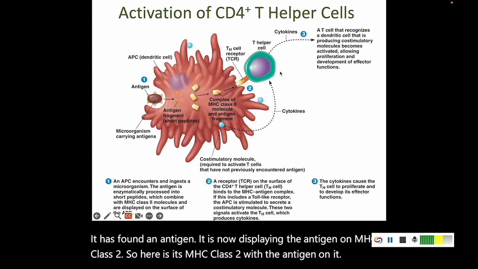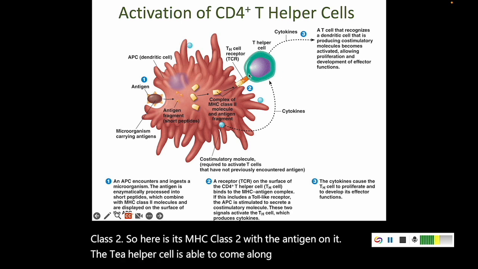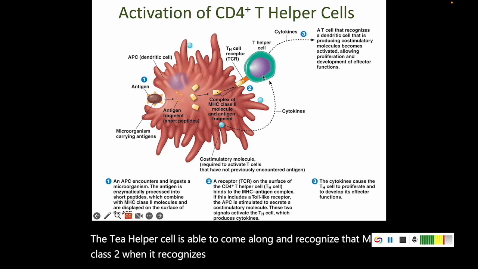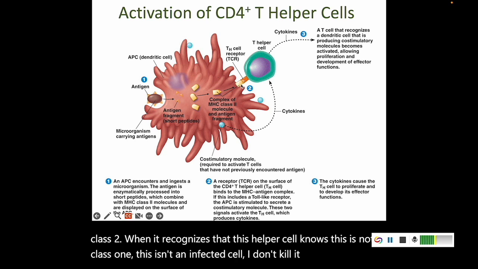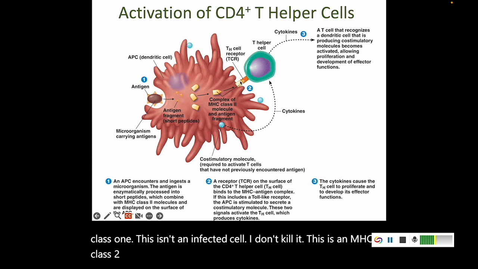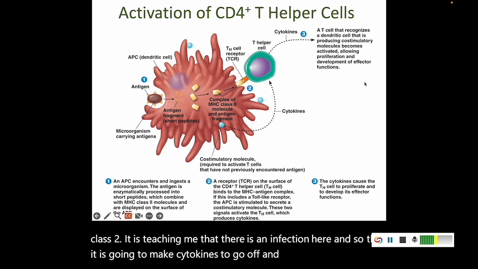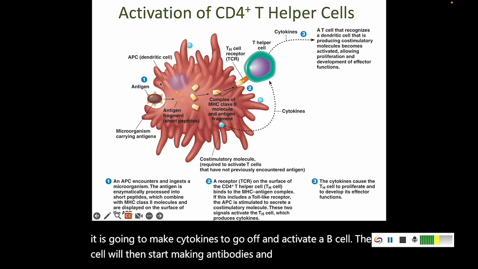The T helper cell is able to come along and recognize that MHC class 2. When it recognizes that, this helper cell knows this is not a class 1. This isn't an infected cell. I don't kill it. This is an MHC class 2. It is teaching me that there is an infection here. And so then it is going to make cytokines to go off and activate a B cell. The B cell will then start making antibodies and come back and attack the antigen.